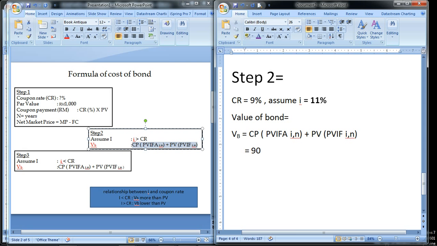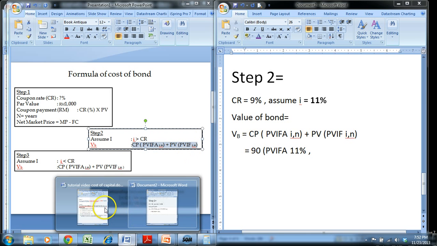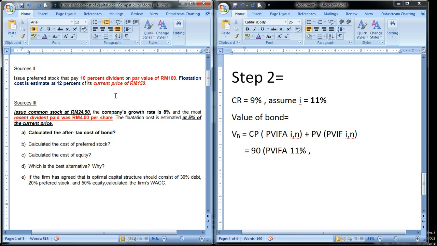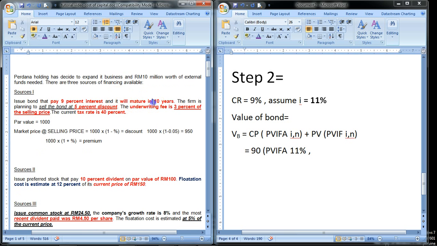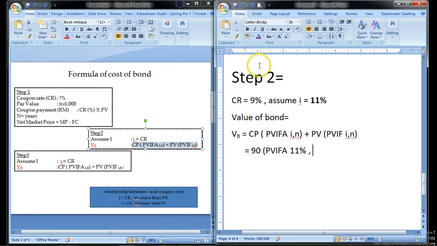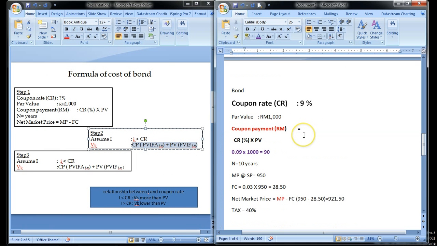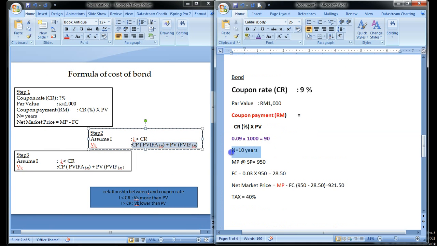It's 90. Next, PVIFA. Remember, class, this is your PVIFA. You have assumed your I, so you can use PVIFA. What is your I just now? You assume your I is 11%. Good. Your N, class, based on the question, read back. Based on the question, N is 10 years, correct? But my advice, please don't look at the question, because you have extracted the information in step 1, correct? What is your N? See, 10 years.